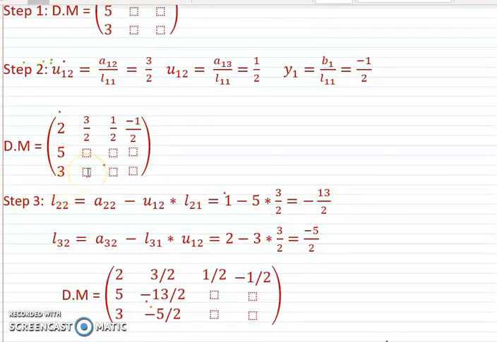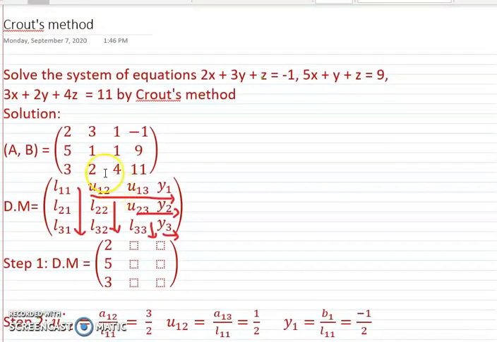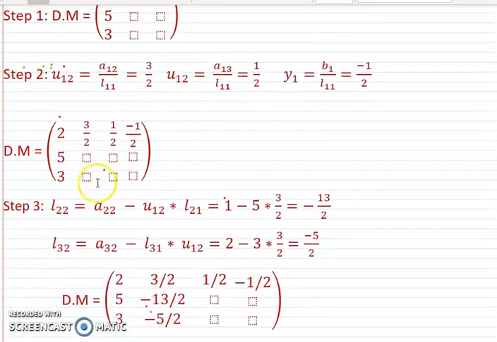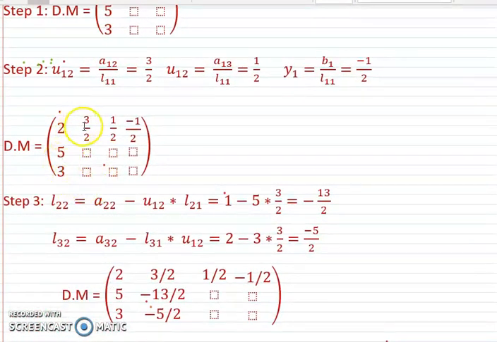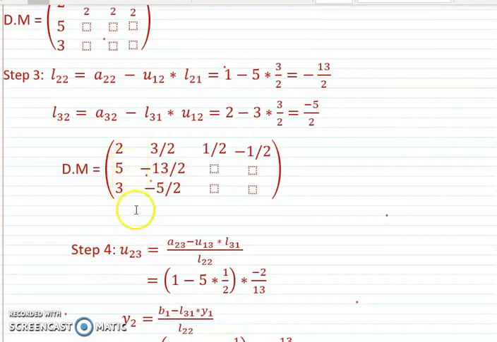Next element is L32. This is obtained by taking the products of the first row element 3 and first column element 3 by 2. These two are multiplied and subtracted from the corresponding element, that is 2. So 2 minus 3 into 3 by 2, which is calculated as minus 5 by 2. So we have filled up the first column and second column elements. Still 4 elements are yet to be calculated.